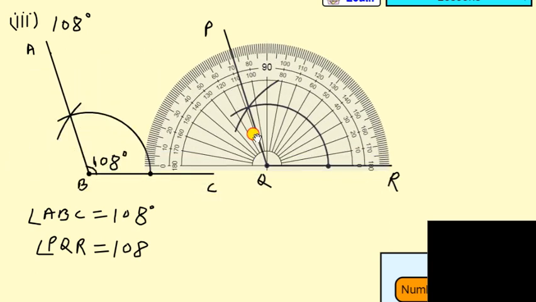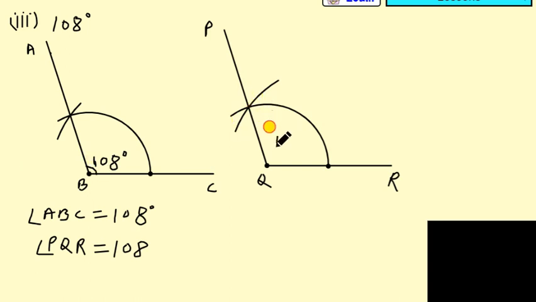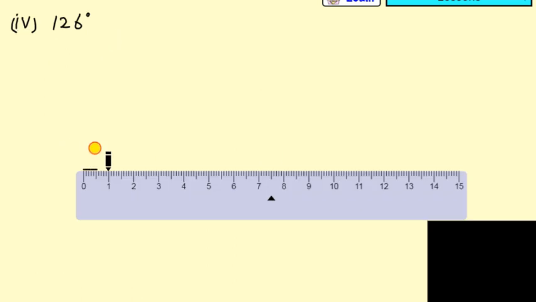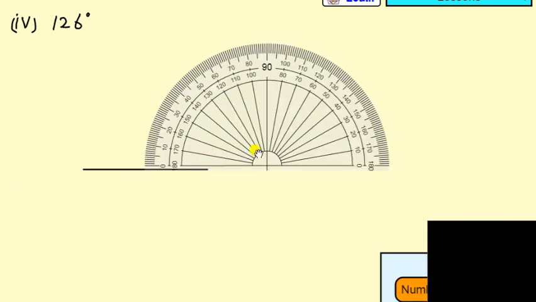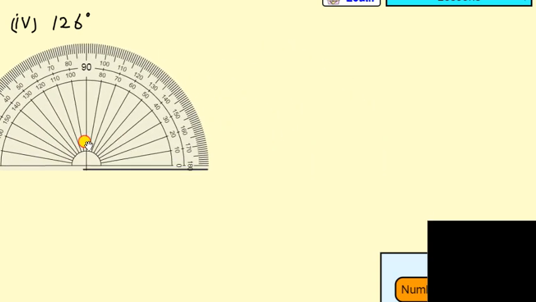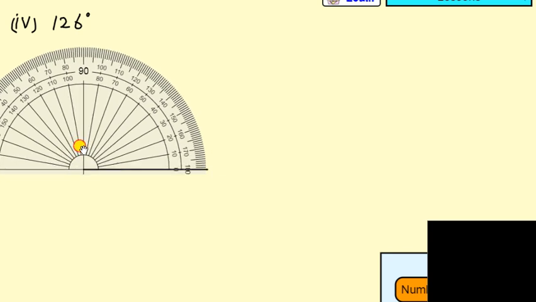Now draw a line segment that is 5 centimeters. Now remove this, and with the help of the protractor we can measure the angle. You can keep it like this and make 108 degrees. Now give the names: that is A, it is B, and that one is C, and this angle is equal to 108.